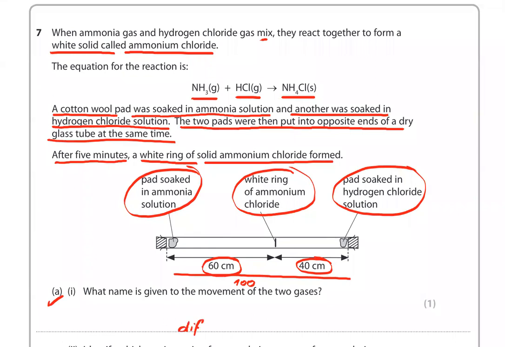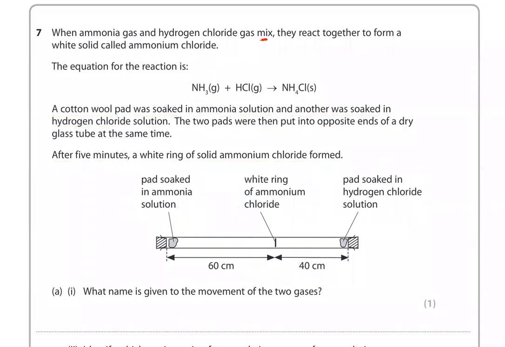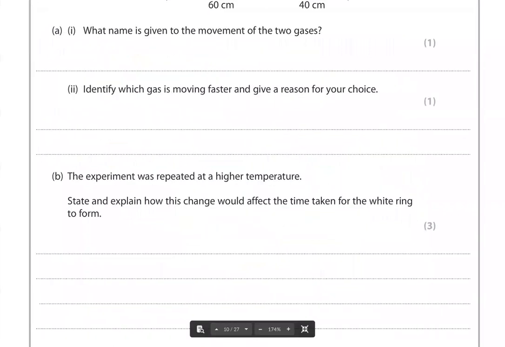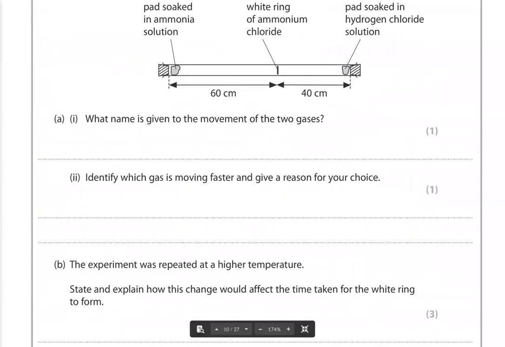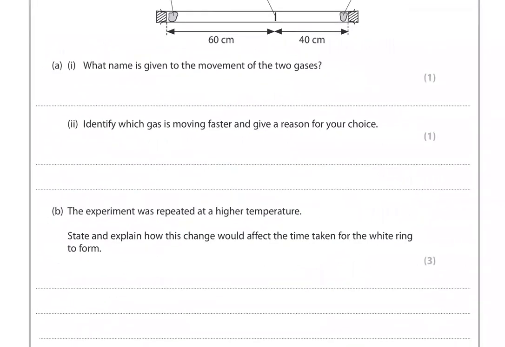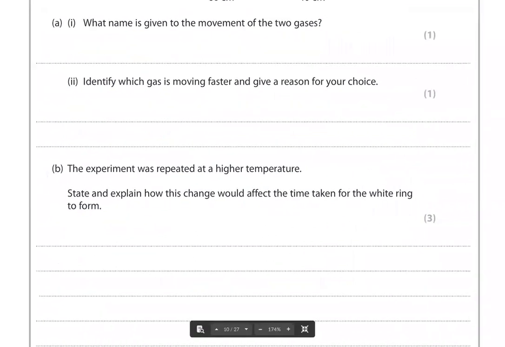طبعا دي هتبقى اسمها diffusion. طيب. Question II, identify which gas is moving faster and give a reason for your choice. طبعا من الدروينج واضحة جدا الأمونيا جاز diffuse faster عشان هو اتحرك 60 سنتيمتر والهيدروجين كلورايد اتحرك 40. ممكن تقول عشان خاطر الهيدروجين كلورايد عنده greater MR أو العكس الأمونيا has smaller MR relative molecular mass. يبقى هنا ammonia is moving faster.